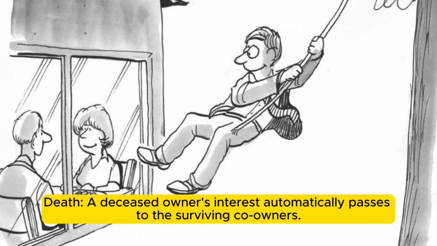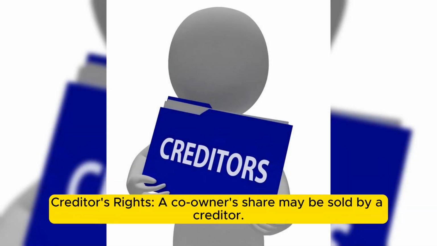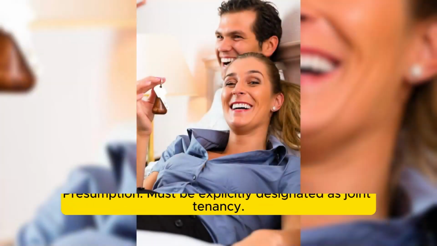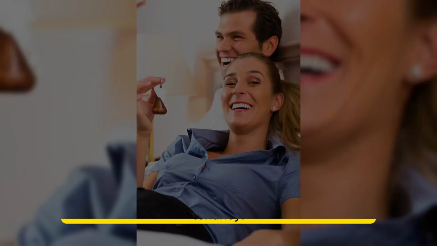Death: a deceased owner's interest automatically passes to the surviving co-owners. Successor status: the last survivor owns the entire interest. Creditor's rights: a co-owner's share may be sold by a creditor. Presumption: must be explicitly designated as joint tenancy.